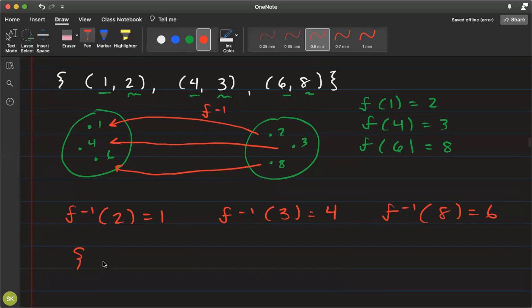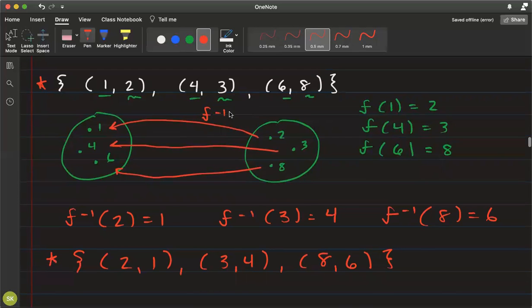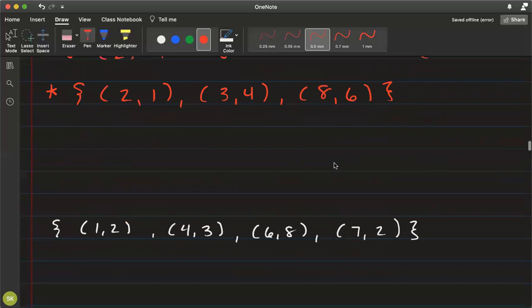And we can write this as a set of points. We have (2, 1), (3, 4), and (8, 6). If you compare this set to the original set, you can see that all of the numbers are just reversed. So that would be an inverse function when we're just dealing with 3 points in the domain and 3 points in the range. Again, an inverse function is just the opposite relationship of the actual function. Let's look at another example.